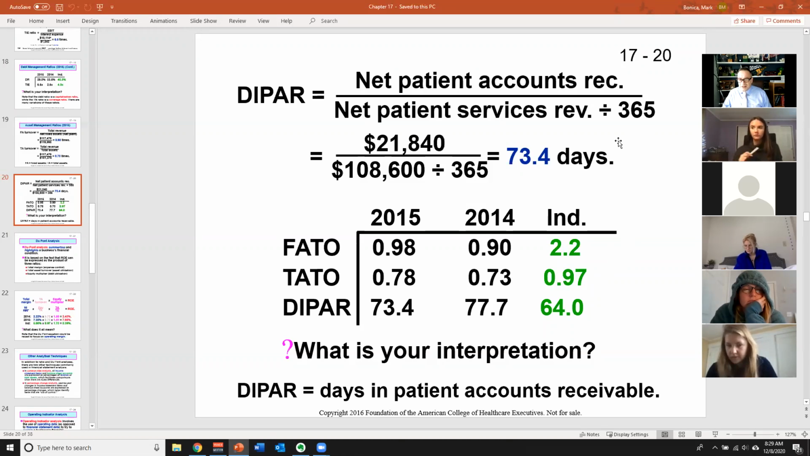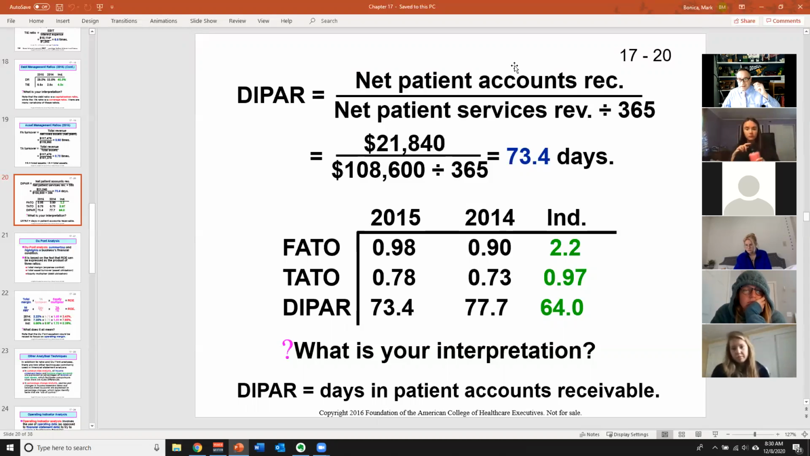But the goal is we want to get it low, right? And so what we're taking is the accounts receivable that's off of our balance sheet in the current asset section, and we're dividing it by the amount of revenue we earn per day, which is what this is, NPSR. So if you take our annual NPSR divided by 365, that gives us the amount of revenue that we bring in each day.